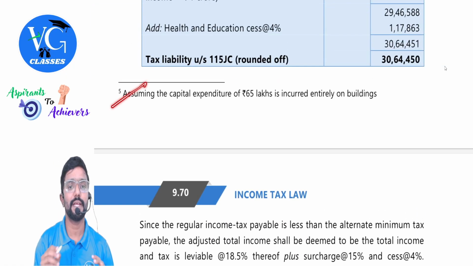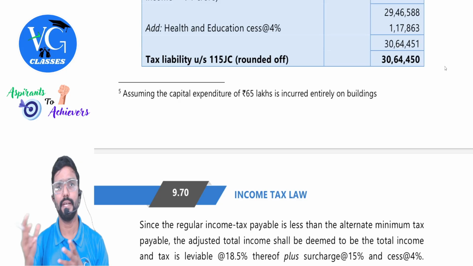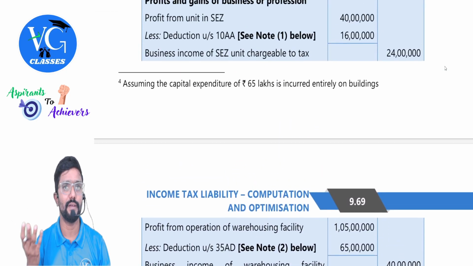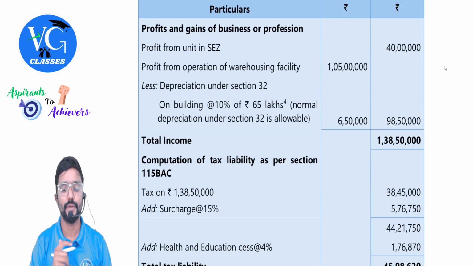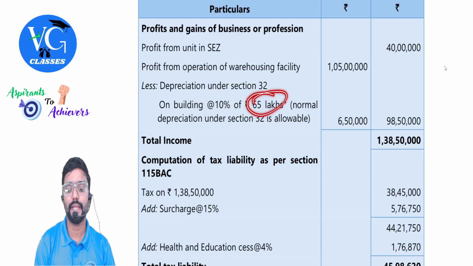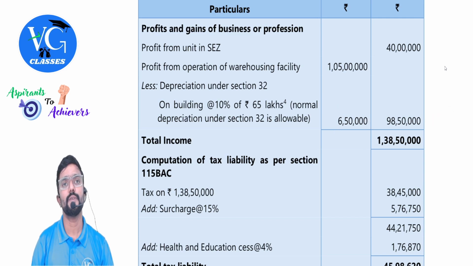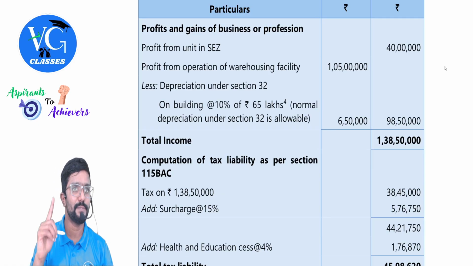Assuming the capital expenditure of 65 lakh is incurred towards building, remaining 10 lakh was the land. Warehouse facility, now it is understood here. The remaining is for building, guys. So on building, what is the depreciation rate? 10%. So 65 lakh into 10%, which comes to 6 lakh 50. Reduce it. Remaining is the income from specified business. Please be careful.